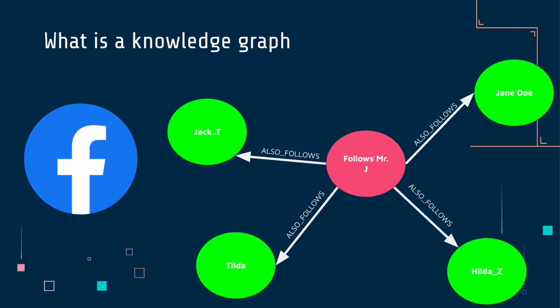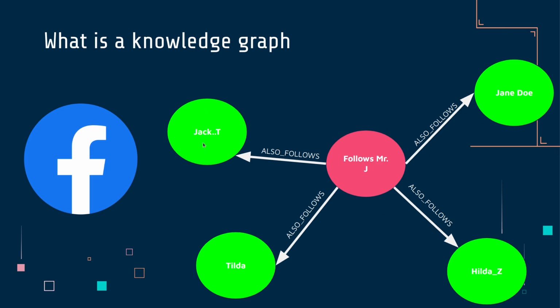And how does Snapchat know all this? It's all done using a knowledge graph. So it's building a connection between all this data it has available to it. Let's say your friend is Mr. J. Since you follow Mr. J, Mr. J is also followed by this guy. So you might also be friends, like a friend of a friend, right? So this is you right here, and you follow Mr. J. So it can also suggest to you, hey, you can also follow Tilda, you can also follow Jane Doe, or you can also follow Jack T.